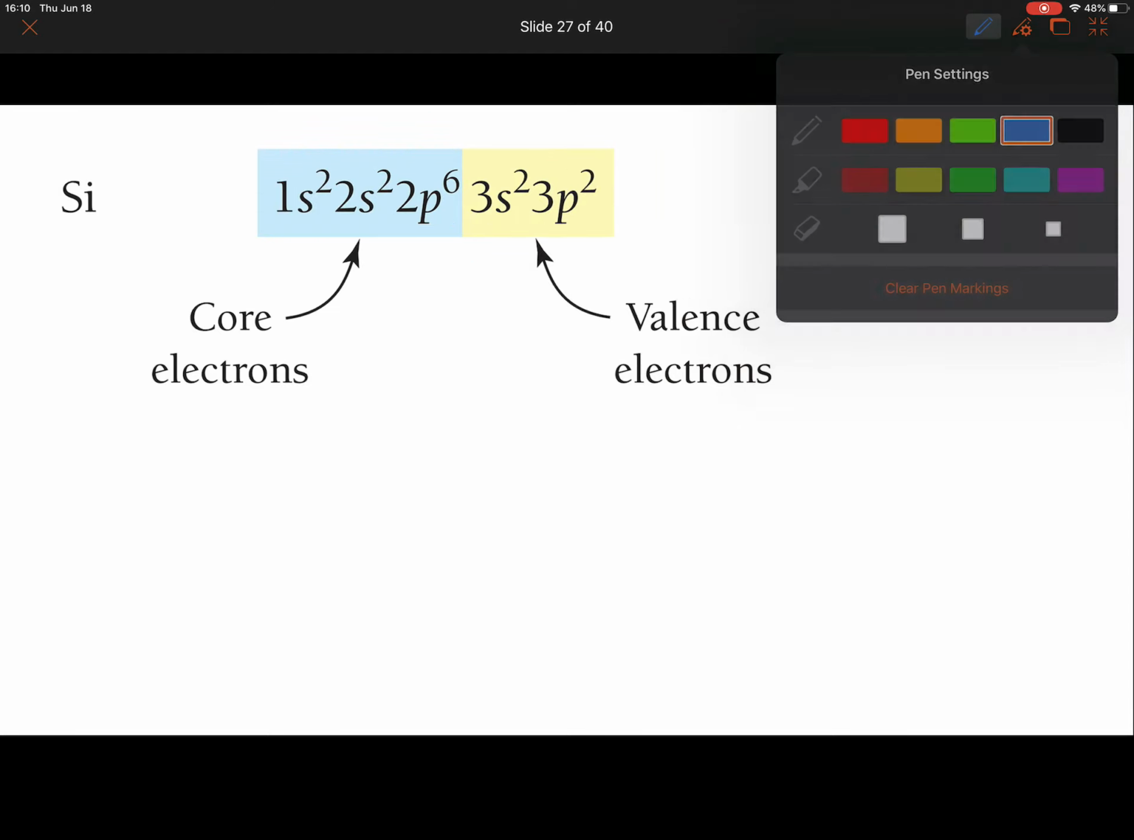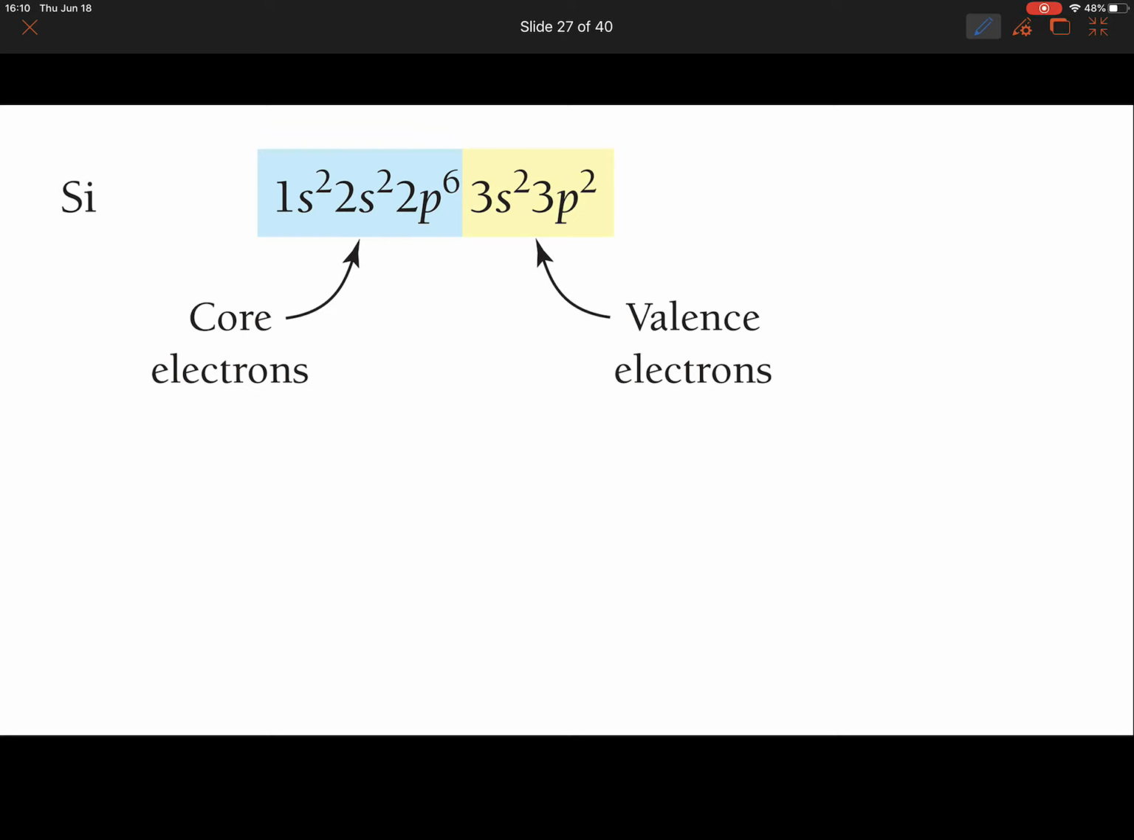This is what we would have written if we were writing it out. 1s2, 2s2, 2p6. You'll notice that most of the core electrons end up making noble gas configurations. This is neon, and then silicon is 3s2, 3p2 beyond that. And again, this has to add up to the 14 electrons that silicon has.